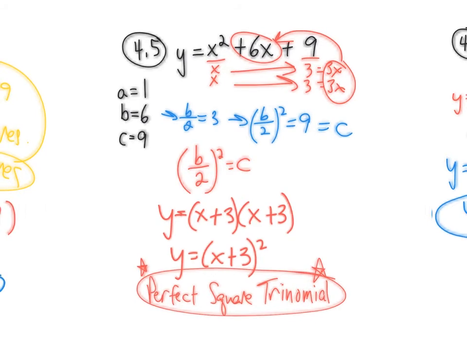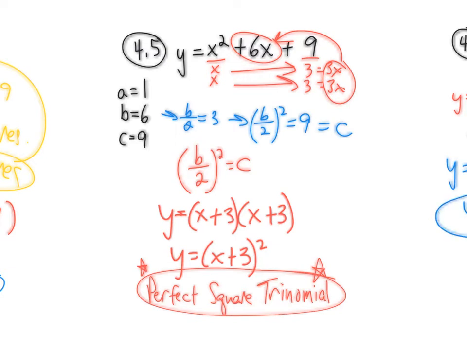Okay, let's look at another special case. In this example, we have a bx. And if you examine all the values, a is 1, b is 6, and c is 9, you might notice that half of 6 is 3, and 3 squared is 9. So there's a relationship here between the bx and the c. And when the relationship is like this, where b divided by 2 squared equals c, then you have a perfect square trinomial. In this case, it's a trinomial, not a difference of squares, because all three terms are present.